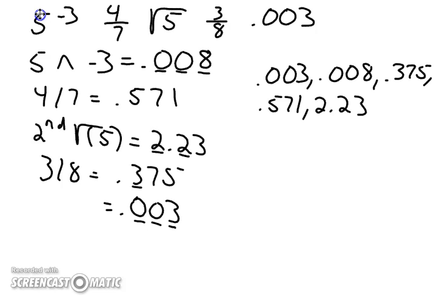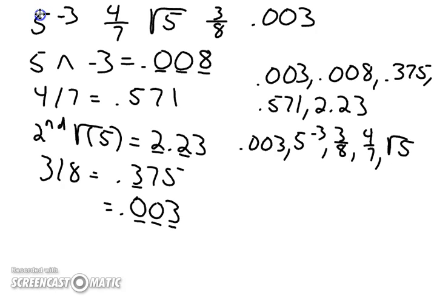So our final answer is 0.003, followed by 5 to the negative third, followed by 3 over 8, 4 over 7, and finally the square root of 5. I'm going to give you a second to pause that or to go back and listen to that part of the video again.